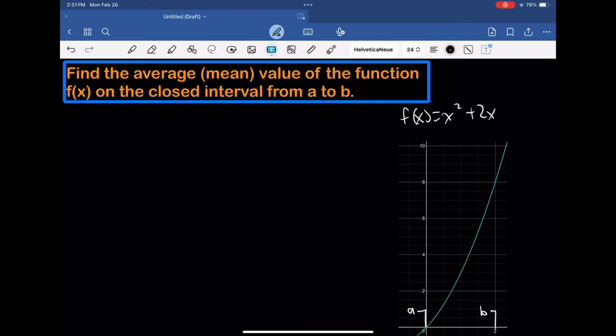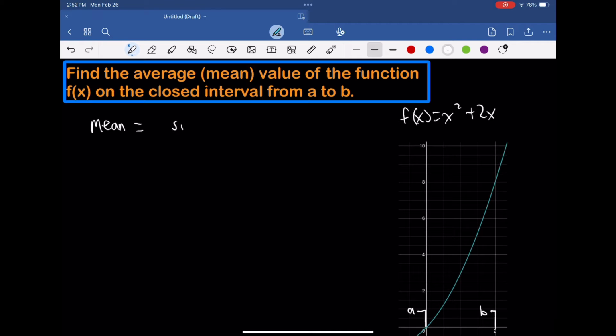So you have a graph of f of x equals x squared plus 2x, and on that graph you have annotated a at x equals 0 and b at x equals 2, and you're told that you want to find the average or the mean value of the function f of x on the closed interval from a to b. Well, to do that, first let's analyze what mean actually means.